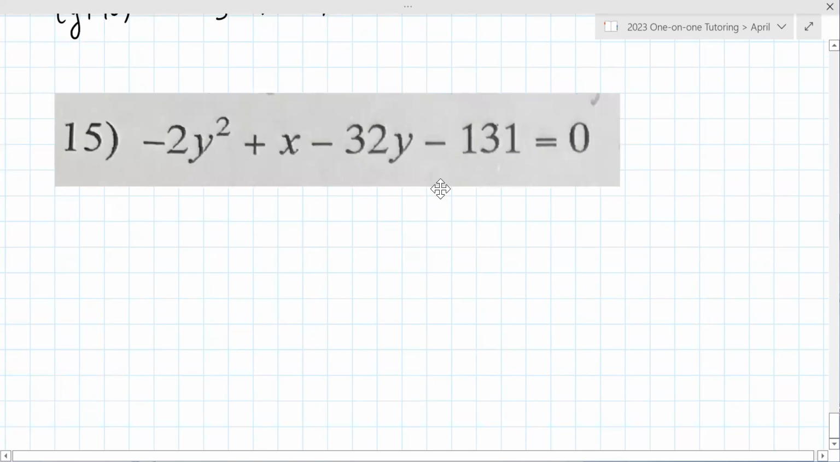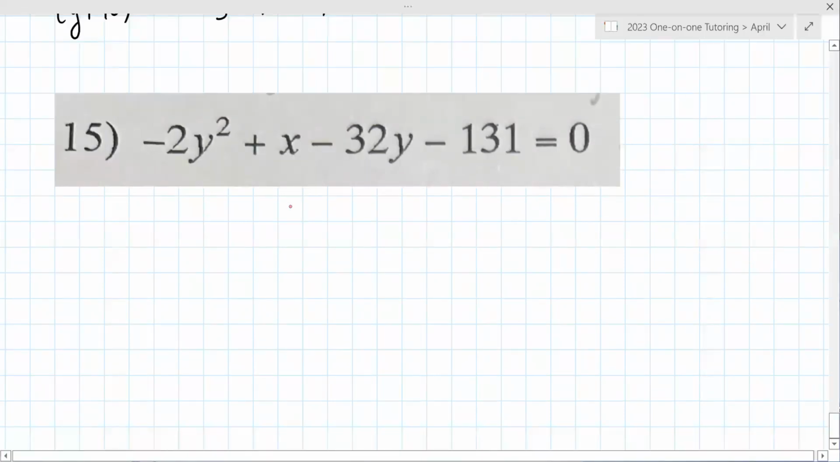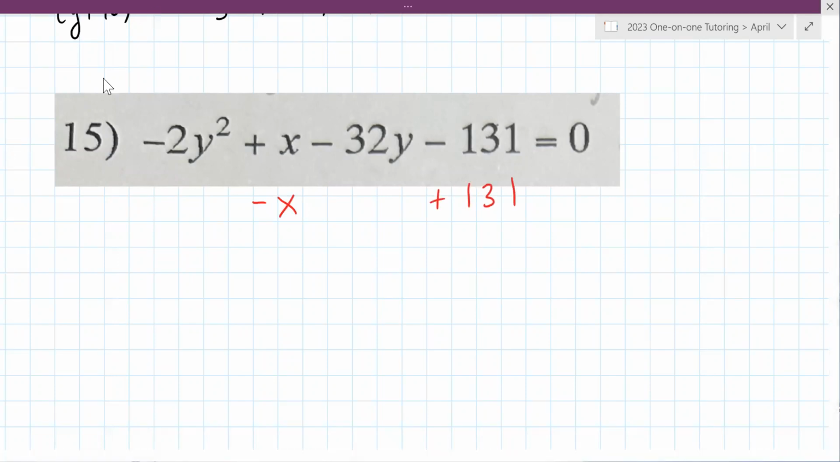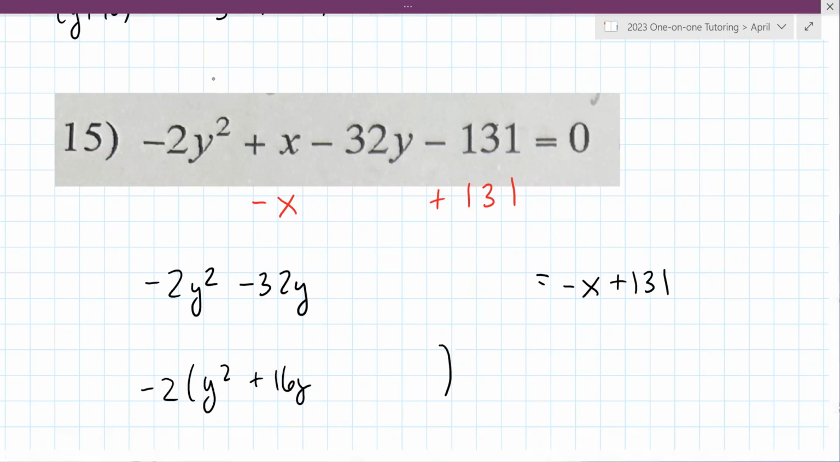All right, so the first thing is you'll be moving anything that doesn't have a y, not a square, a y, to the right. So you're going to move these over. So it's minus 2y squared minus 32y equals minus x plus 131. On the left here, you factor out a minus 2 from both. So it's y squared plus 16y. And then you are trying to complete the square here.